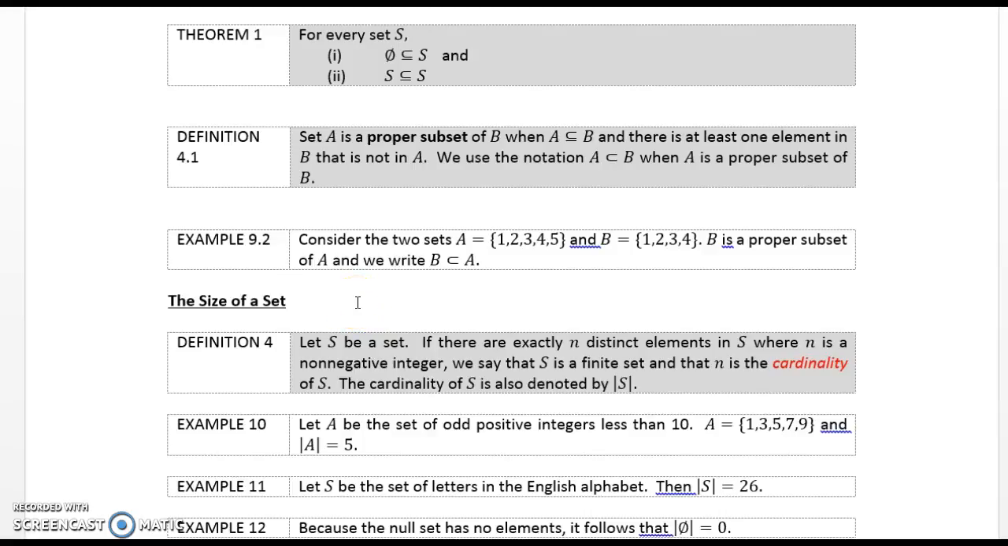Example 10. Consider the two sets A = {1, 2, 3, 4, 5} and B = {1, 2, 3, 4}. B is a proper subset of A, and we write B ⊂ A.